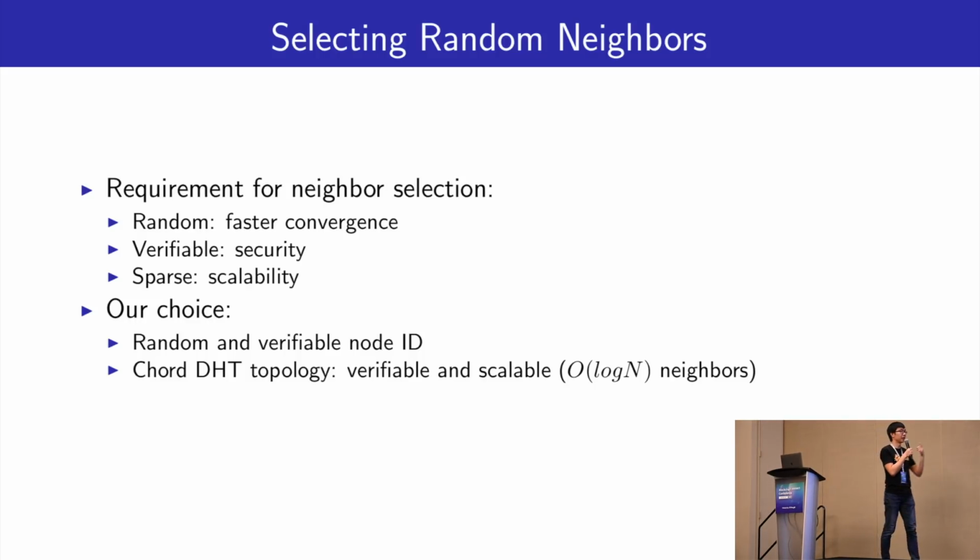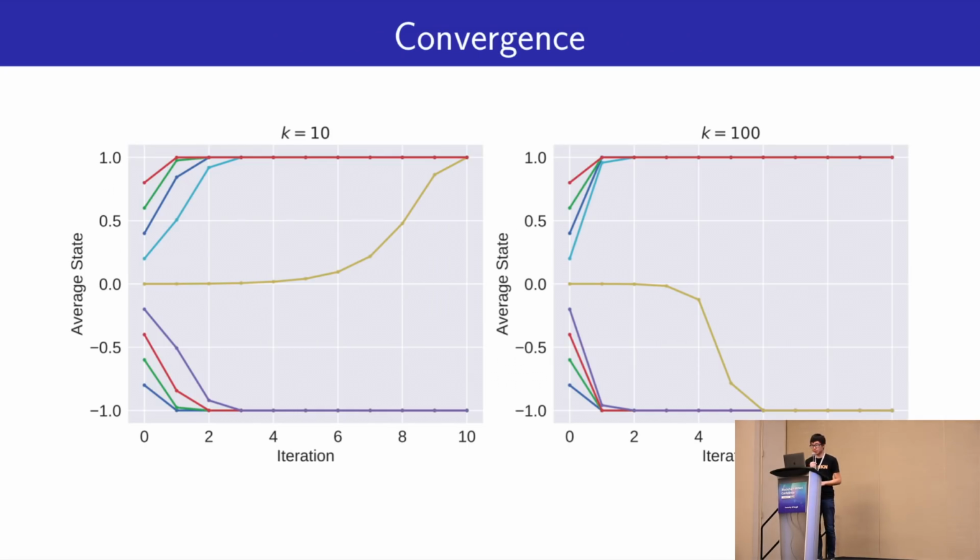So our choice is that each node randomly generates a verifiable node ID. And the overall topology is based on the core DHT topology, such that it's verifiable and scalable. So that we have all the properties, and for scalability, each node only has around O(log n) neighbors, which is quite a small amount.